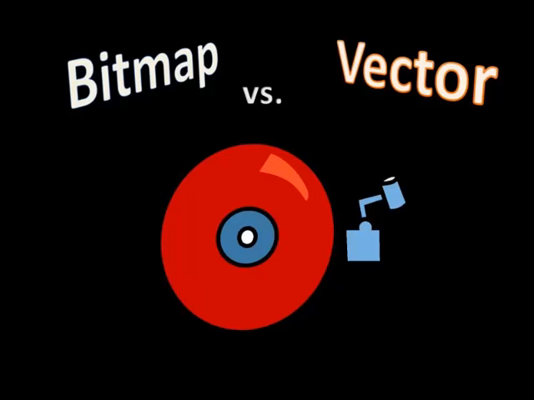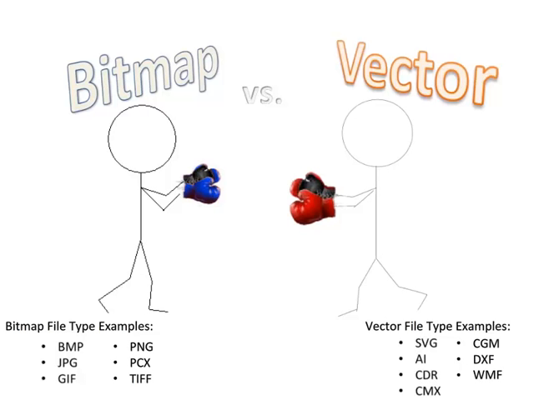Bitmap versus vector. Bitmap and vector are 2D graphic types. Bitmap images are made up of many pixels aligned in rows and columns. They are tiny square dots of color in a grid that makes up the picture. Vector graphics are made up of straight and curved lines that are defined by mathematical equations. At first, the graphics appear to be the same.